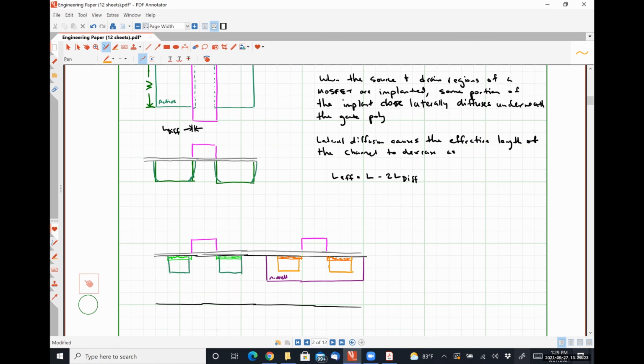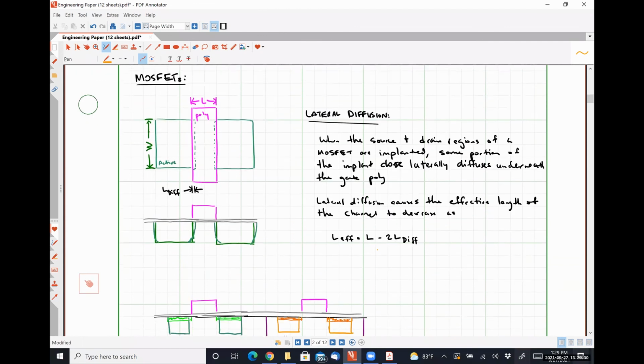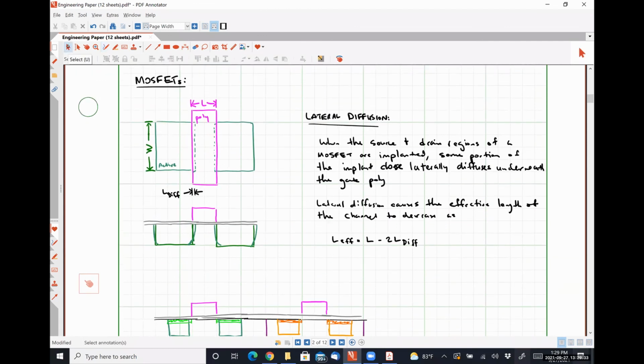All right, we've got 15 minutes left. Let's talk about oxide encroachment. So I'm going to copy this guy right here over.